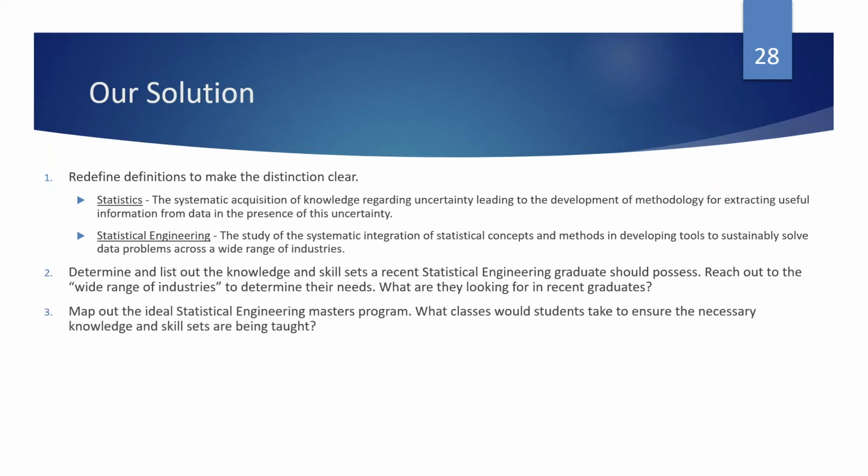Once we have that list, then we can map out this ideal program. In this case, we consider it a master's program. What would it look like? Essentially, now that we know what they need to know, where do they get that knowledge? What classes would students need to take? What kind of experiences would they need to have? And then once you have that, you can set up a course. The reason we're sticking with just a course is that's how chemical engineering came about. It started off as a single course.